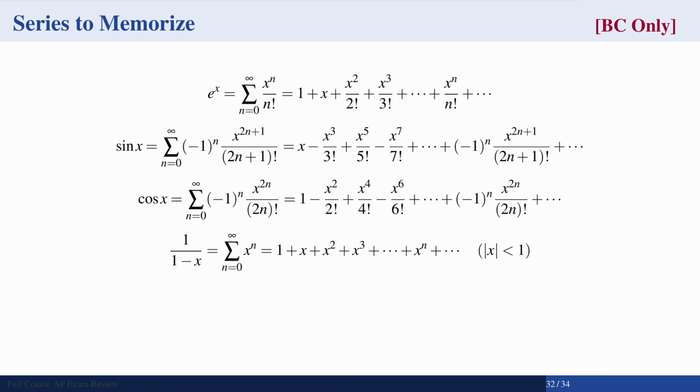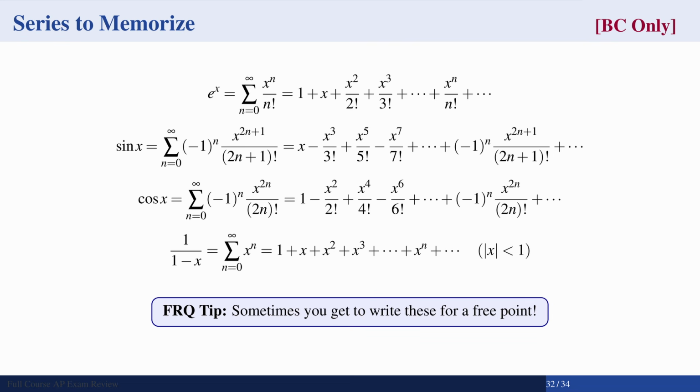And then 1 over 1 minus x is actually just the geometric series, but it turns out a Taylor polynomial. So that's going to be the sum of x to the n. So 1 plus x plus x squared. It does not have a factorial. It looks geometric. And that's the only one that doesn't converge for all x. That has to have the absolute value of x less than 1 because it's geometric.